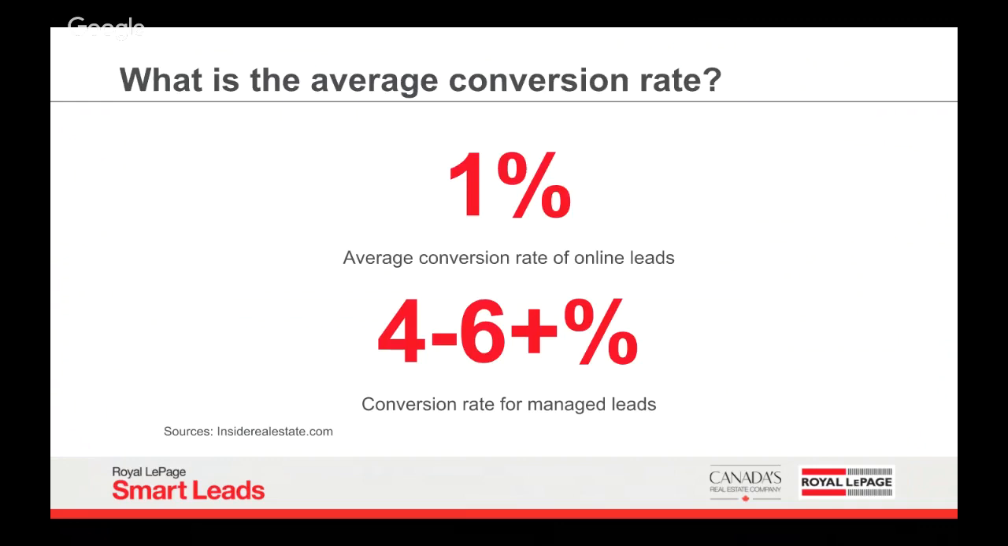A lot of agents don't even reply to online leads. And of the ones that do reply, they take too long. And that is why that number is so low. Now, people who manage and incubate their leads using systems can get conversion rates 4 to 6% or even higher. Agents who do this very well achieve double-digit conversions. And leads usually convert between the second and the 12th contact attempt.